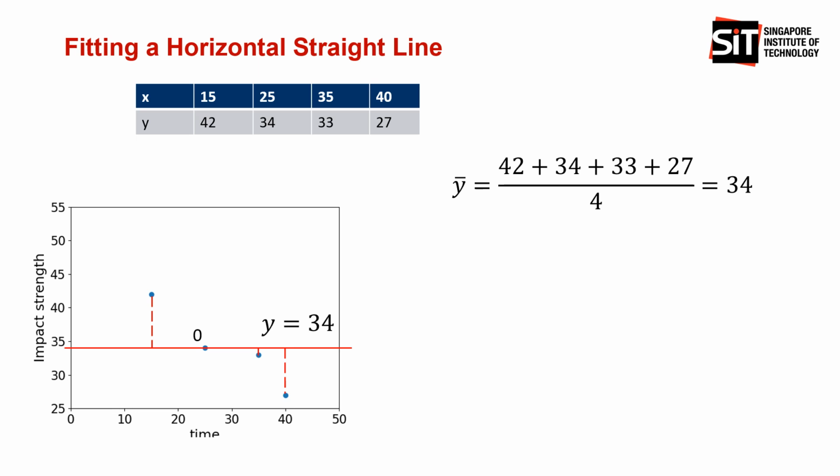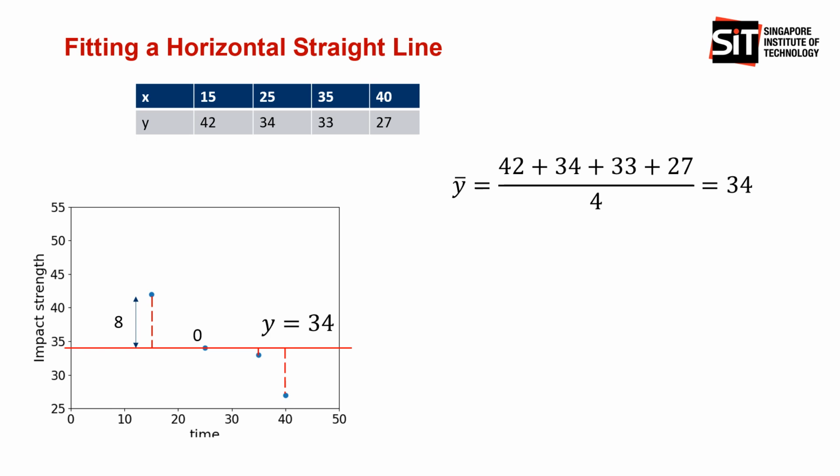Plotting the horizontal line in red, we can see how good it is in predicting the impact strength. For example, when x equals 15, the horizontal line will predict a y value of 34. This value is 8 less than the actual y value of 42. On the other hand, when x equals 25, the horizontal line will again predict a y value of 34, which is the same as the actual y value.